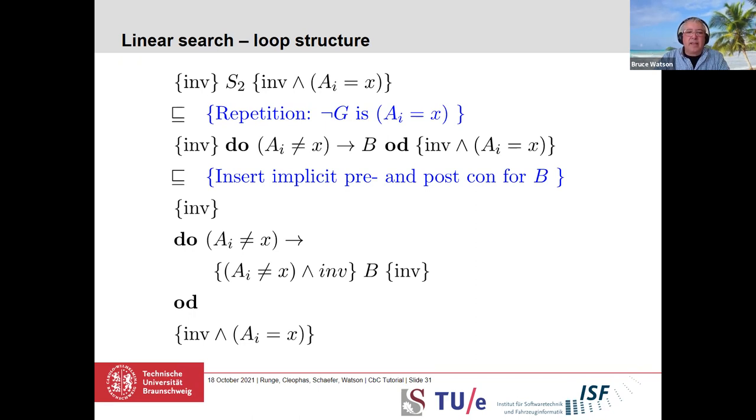So that last step there is inserting the pre and post condition of the body of the loop more explicitly and writing all of this a little bit more vertically so that it typesets nicely. And hopefully you start to see the skeleton that's emerging there.